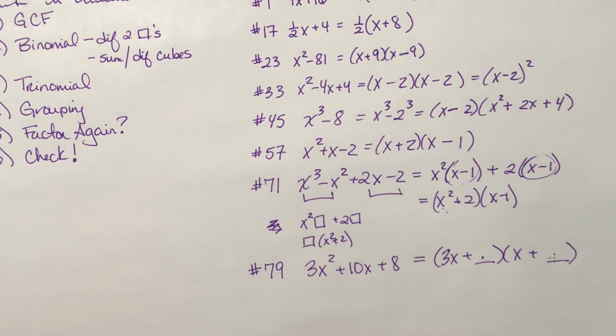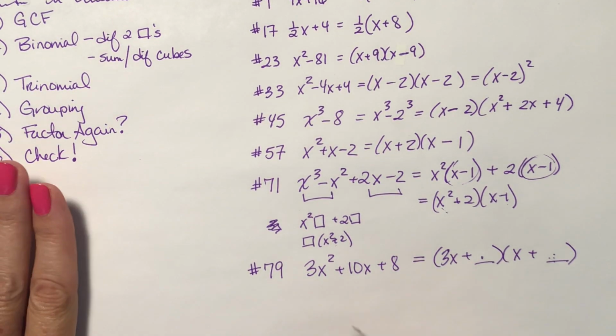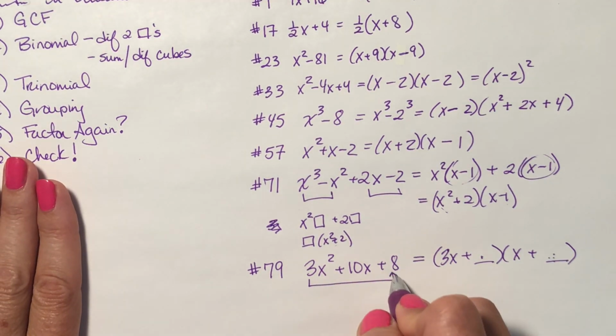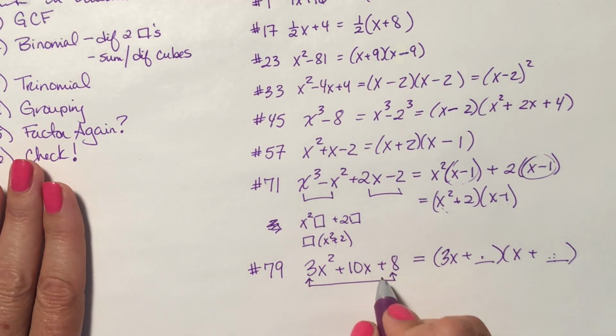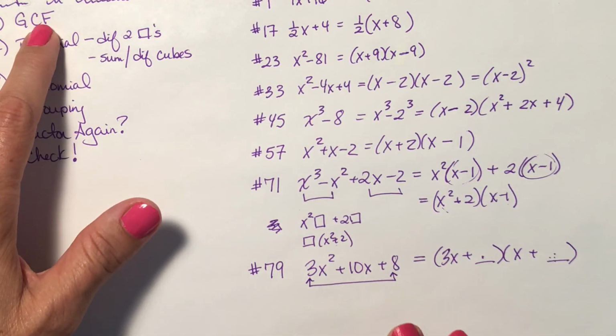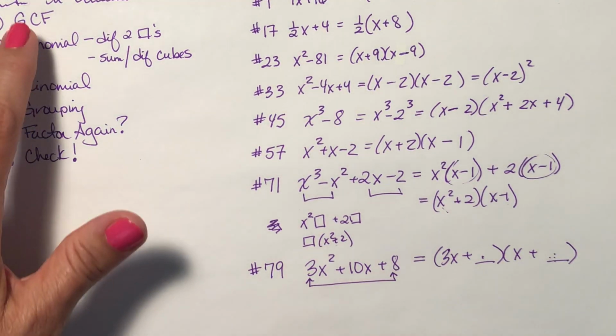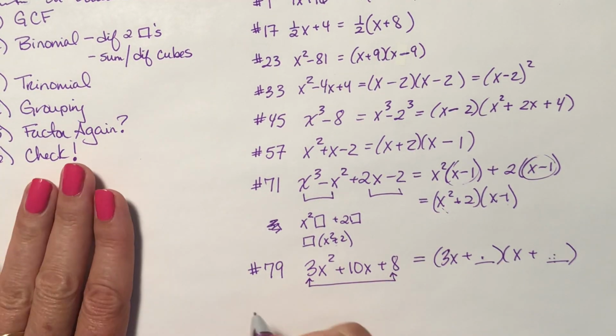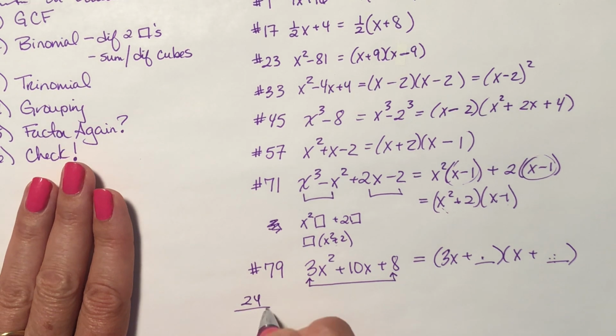Some kids can look at it and just know. Well, that's just what we do. Other kids need a method, all right? So what you're going to do is you're going to take these two terms and you're going to multiply them together, the 3 and the 8. No, there's no GCF, so this is not going to work if you have a GCF. Take the 3 and the 8 and multiply them together, and you're thinking to yourself, that's 24. What are the factors of 24 that are going to give me 10 in the middle?